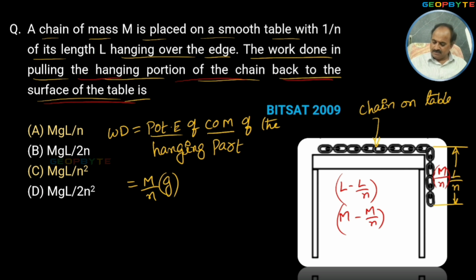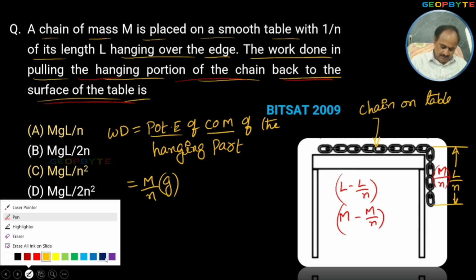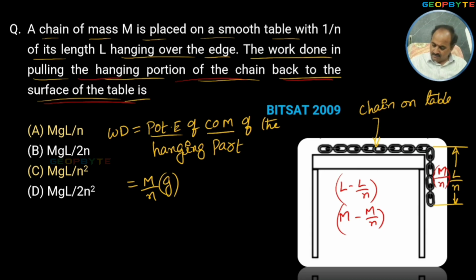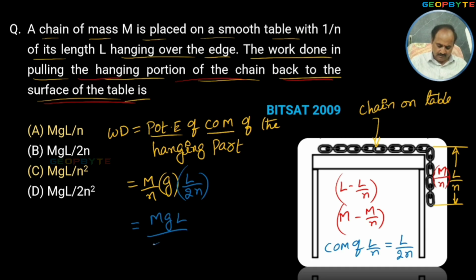If L by n is the total hanging part, then what is the center of mass location? Let me mark here. This may be the center of mass location. Center of mass of L by n is L by 2n, half of that. You simplify it. So finally it is equal to mgL by 2n square. That is the work done in pulling the hanging portion of the chain. Look at option D. Option D is absolutely correct. Understood clearly? Simple problem.